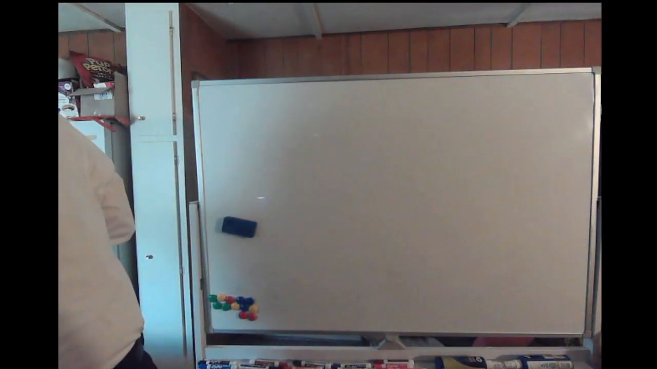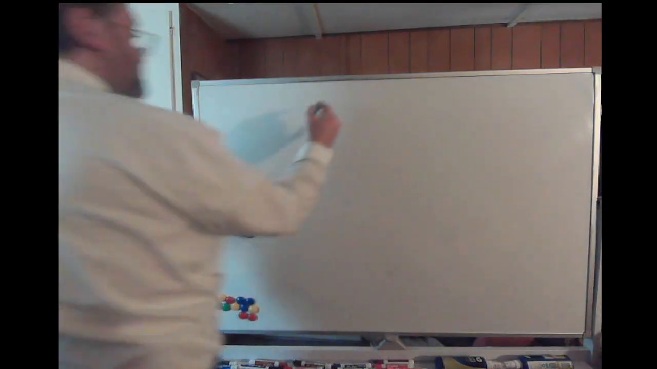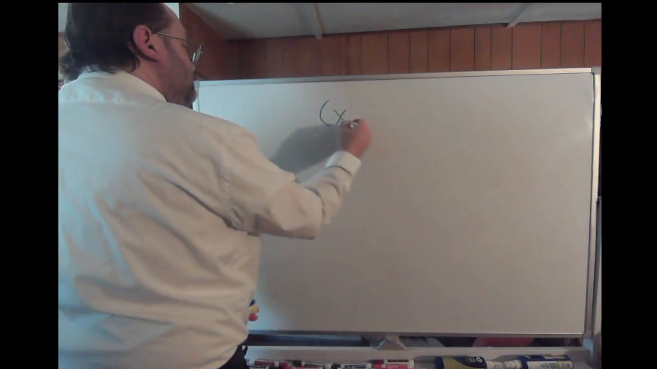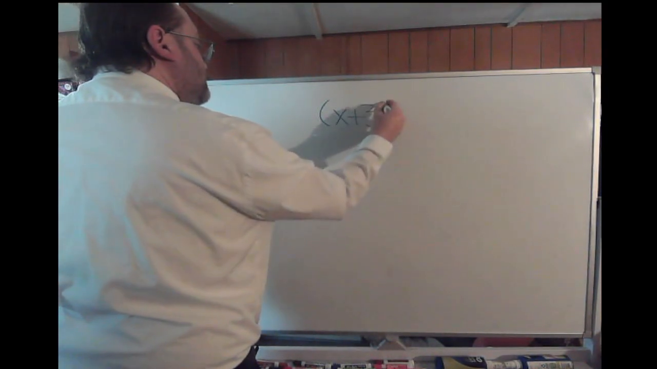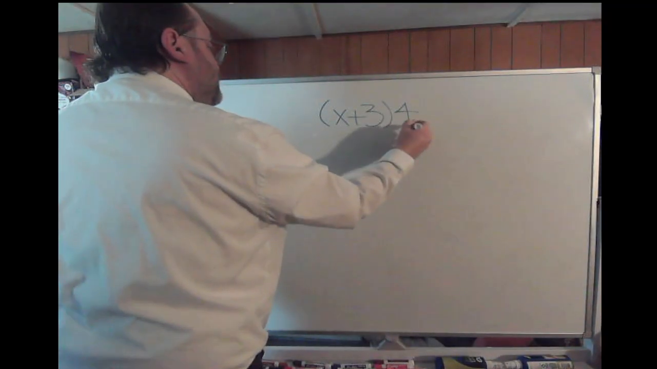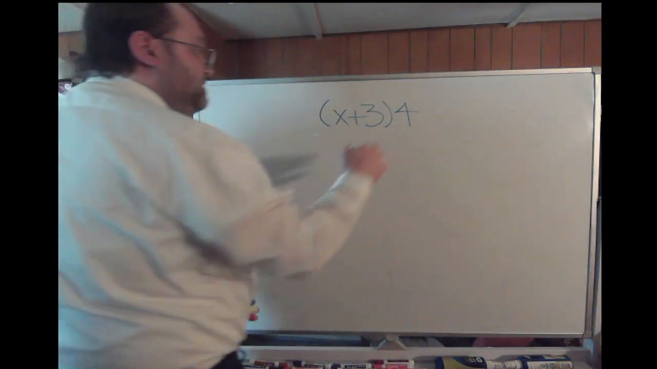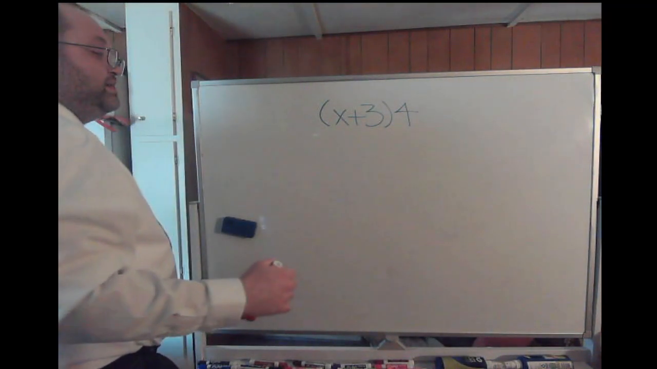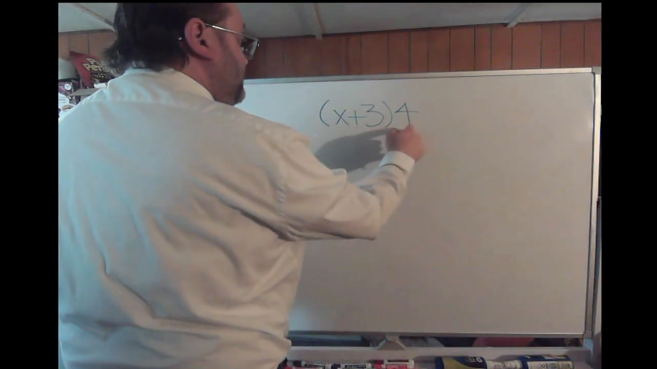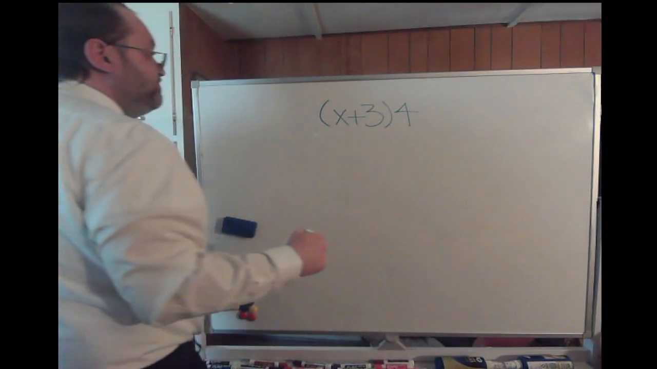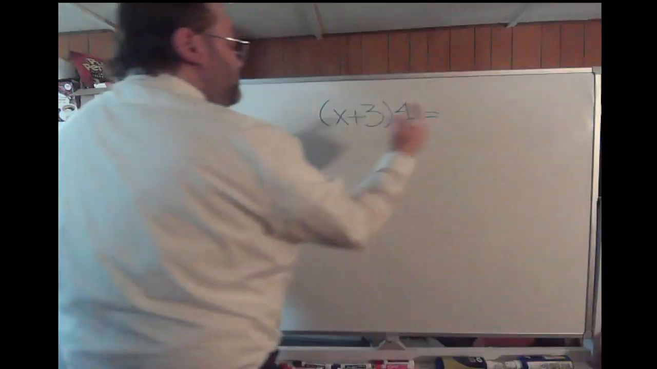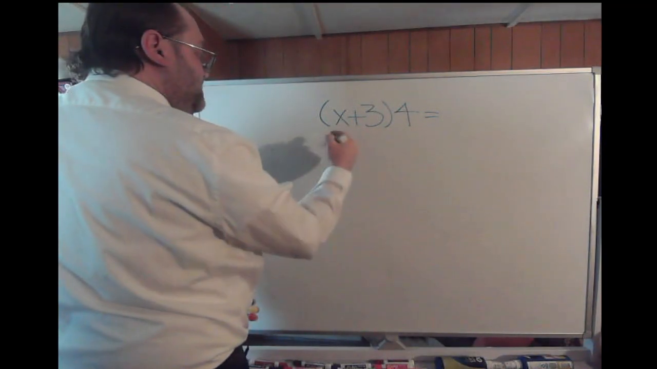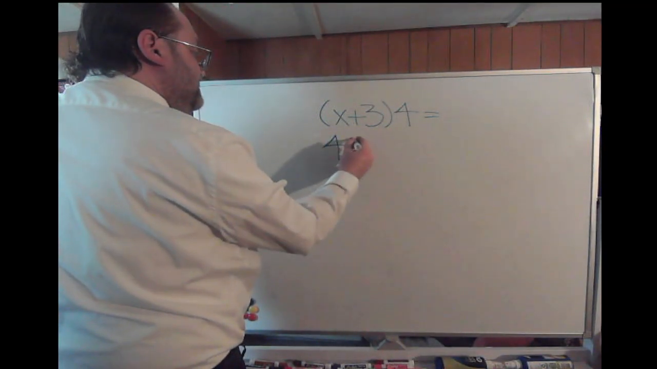Alright. You may also see the distributive property sometimes like this. You may see the number outside the parentheses to the right. That still works because it's x plus 3, that quantity, times 4. Well, if you see it to the right, you're going to do the exact same thing. You'll take 4 times x, you'll distribute it inside the parentheses.